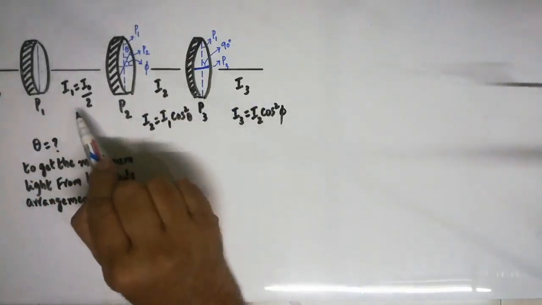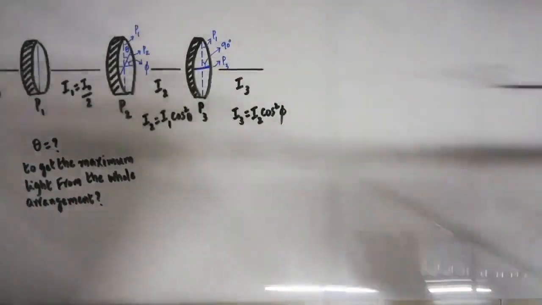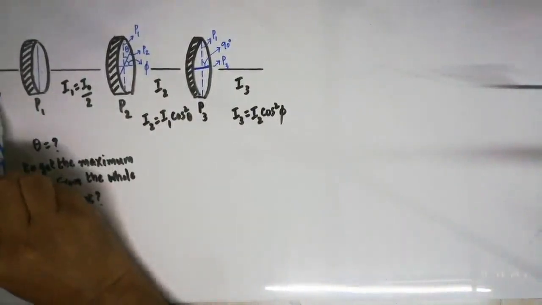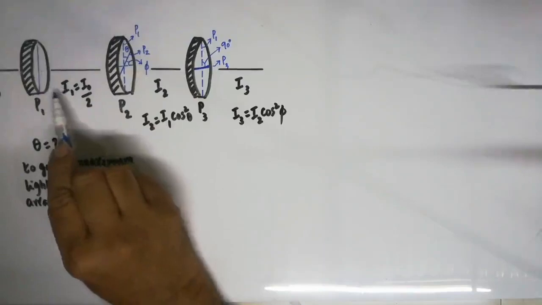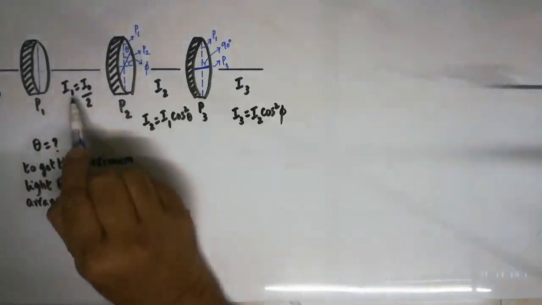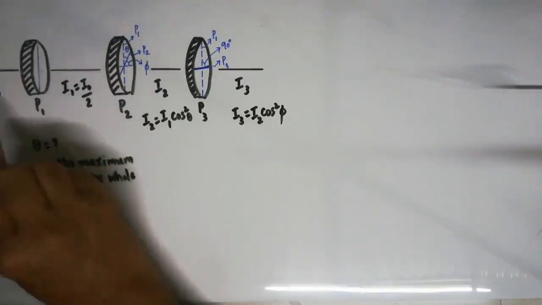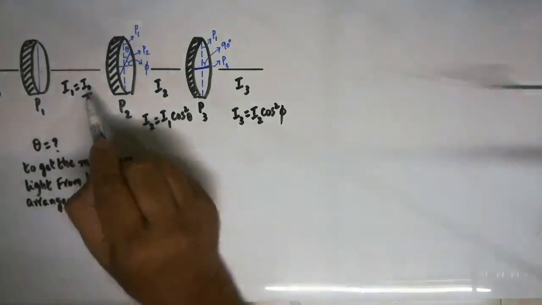Here first we have to learn the basics. Now look at the diagram. The intensity of the incident light is I0 on the first polaroid. After incidence, the intensity of the polarized light from the first polaroid will always be reduced to half of the original intensity. Therefore I1 is taken as I0 by 2.